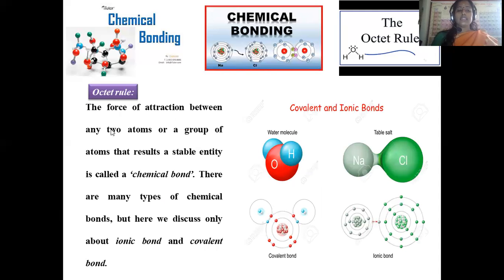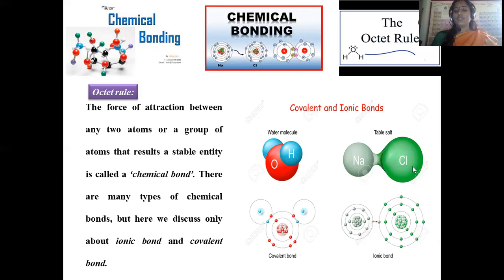Now let us consider how chemical bond formation occurs in accordance with the octet rule. The force of attraction between any two atoms or groups of atoms into a stable entity, uniting the atoms into a stable molecule, is called a chemical bond. There are many types of chemical bonds, but we are regarding only ionic and covalent bond formation here. Sodium chloride is a purely ionic compound, and the water molecule is a purely covalent compound. Now we will discuss how the bond formation is possible.